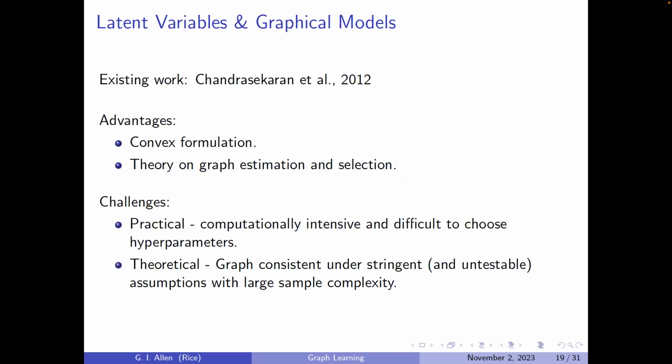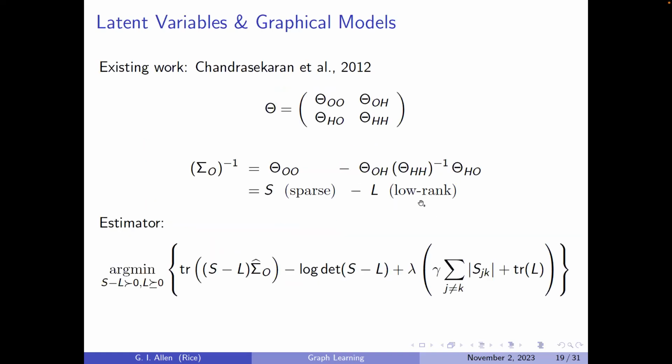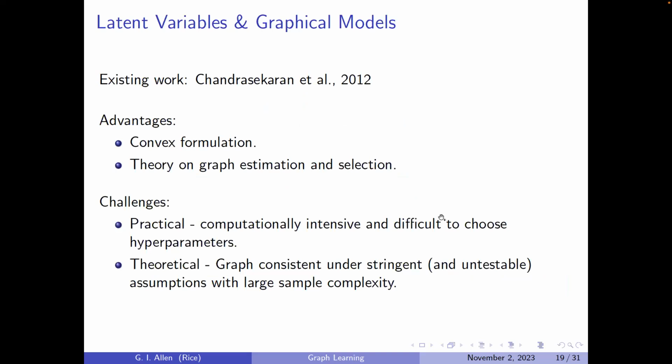There's some theory on graph estimation and selection, but there are also some really major challenges with this approach. Practically, computationally, it's really slow for very large data. It's also difficult to choose hyperparameters. The theory says this is graph consistent under rather stringent assumptions, and one of those is low rankness. You can show that if H, the hidden part, has billions of neurons, then this part will not be low rank. It will actually be full rank. That violates the assumptions, and it leads to false positives in the graph estimation if you apply this procedure.